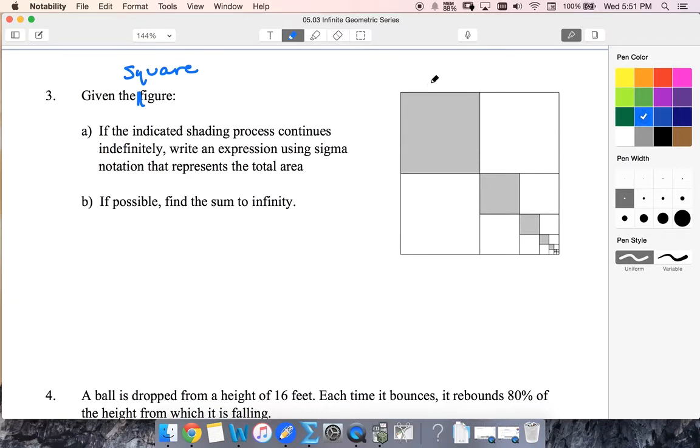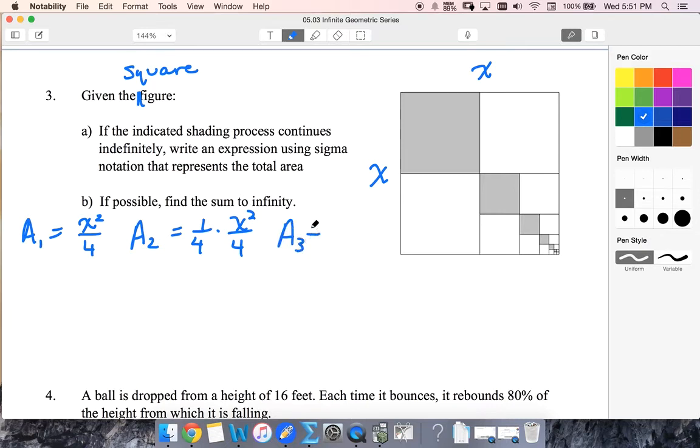So let's look at this. If we assume that the sides of my square, we can make any sort of assumption, I'm going to assume that it has sides of x. So this shaded area, my first area, is 1/4 of the whole square. So A1, I'm going to call it x squared over 4. A2 is now 1/4 of this square. So A2 is 1/4 of x squared over 4. Of course, that's x squared over 16.